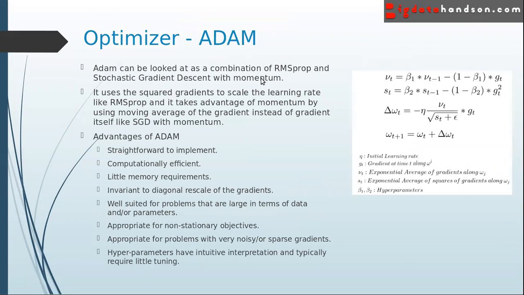We have another optimizer, Adam. Adam is the most popular one, because Adam can be looked at as a combination of RMSprop and stochastic gradient descent with momentum. Adam is the combination of all the other optimizers, so it's the best one, right? That's why mostly we use Adam only. The advantages of Adam: it is straightforward to implement, computationally efficient, has little memory requirements, and is invariant to diagonal rescaling of the gradients.